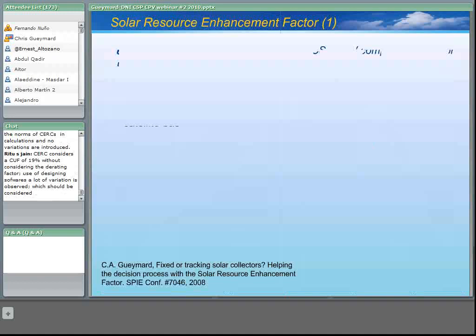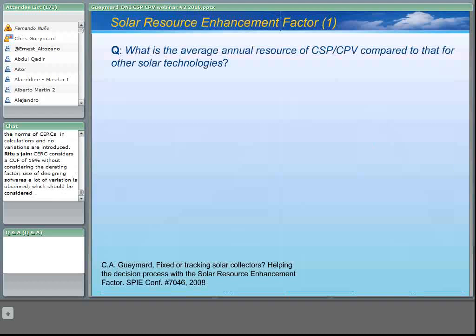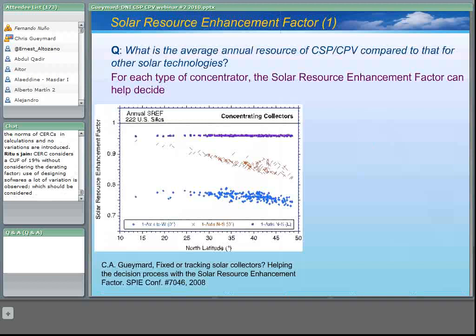So what is the average annual resource of CSP and CPV compared to that of other solar technologies? Well, this has been discussed in this paper here, and that introduced the solar resource and enhancement factor. And we see here some plots, not very easy to read though, for 222 US solar sites, which are excluding Alaska.